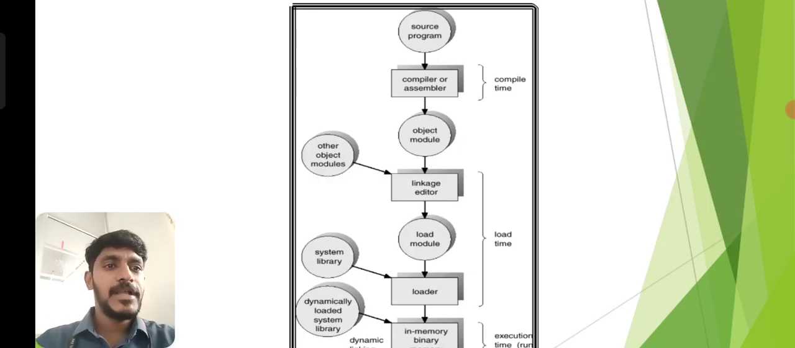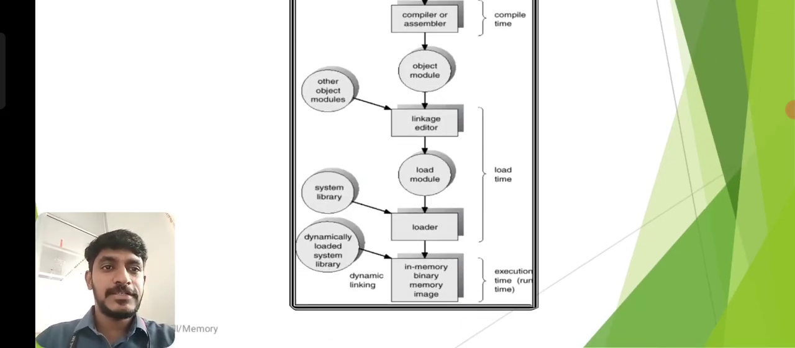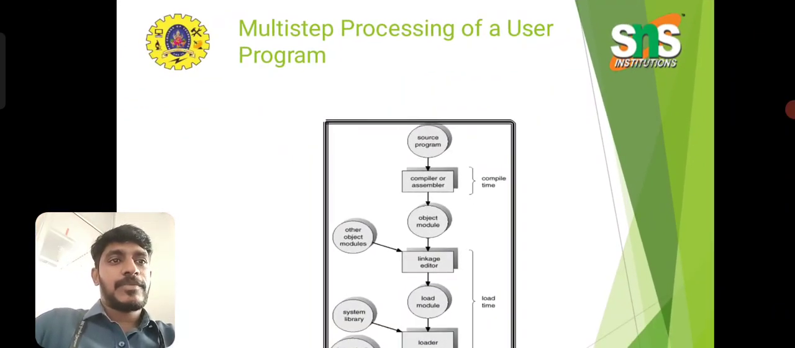This is compile time. Then at load time, we have different kinds of processes. Here we have the linkage editor, load module and loader. Then the dynamic loader and system library, and dynamic linking in memory, the binary memory image. Then at execution time, we have these kinds of processes.